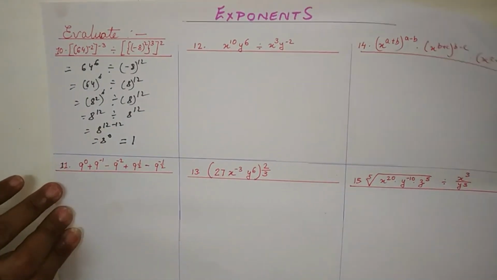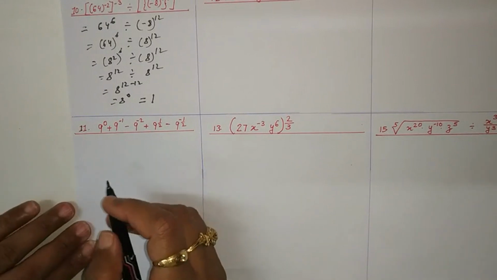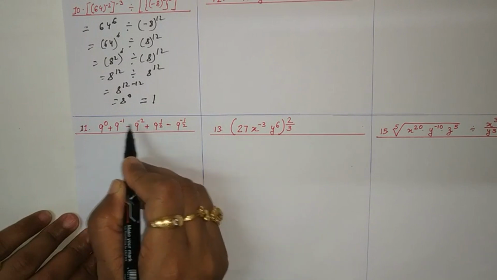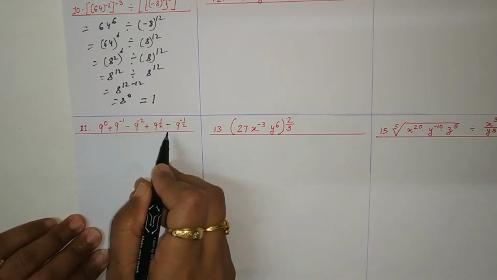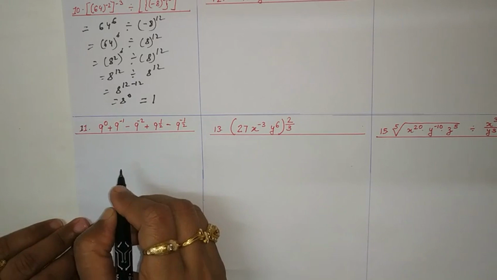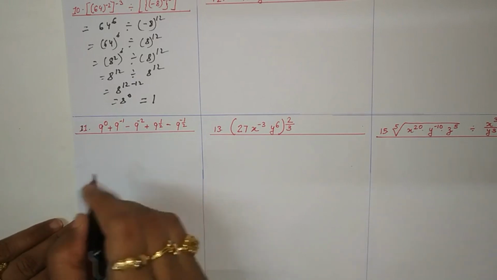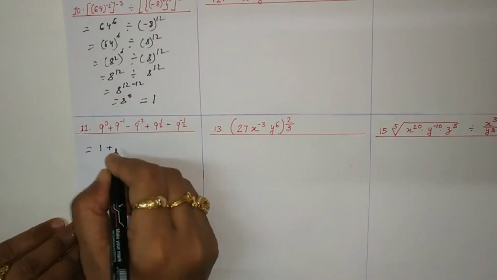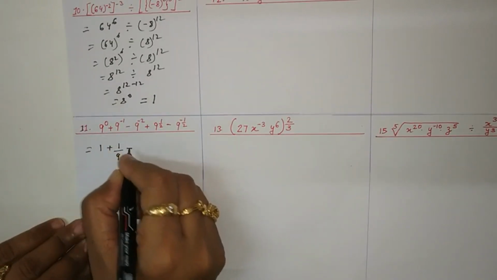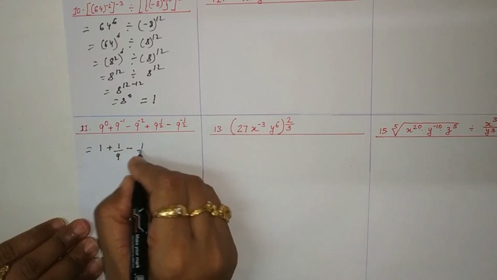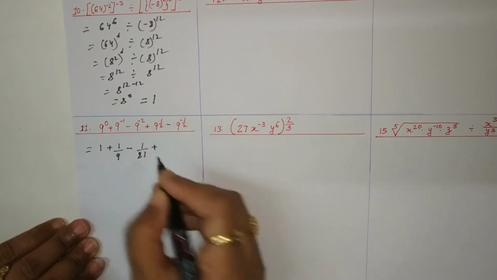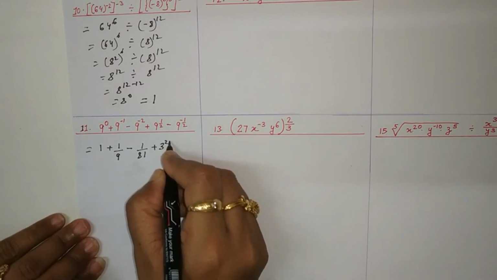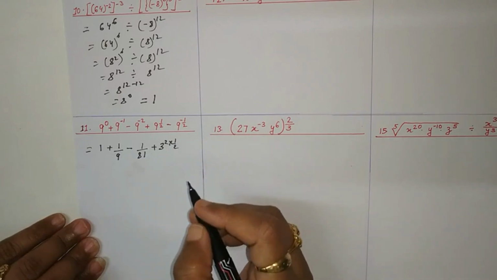Okay, now question number 11, where too many bases are raised to different powers. Looks simple, but if you are not careful with calculations, you may make a mistake. So we begin. 9 to the power 0 is 1, plus 9 to the power minus 1 is 1 by 9, minus 9 to the power minus 2 is 1 by 81, plus 9 to the power half can be written as 3 square into 1 by 2.